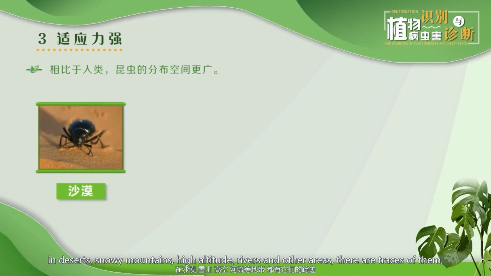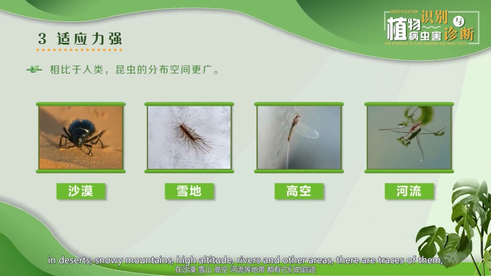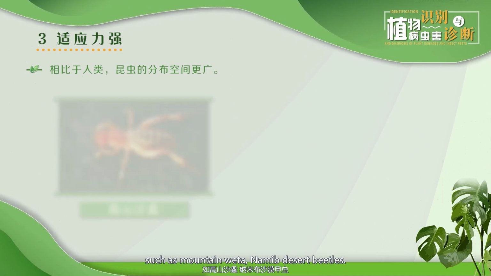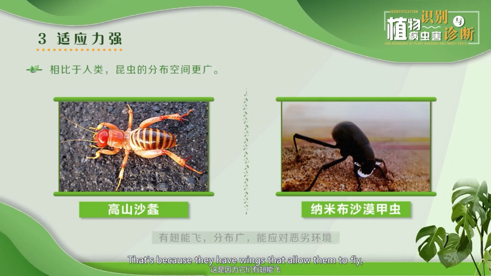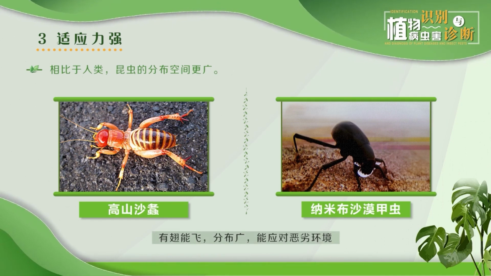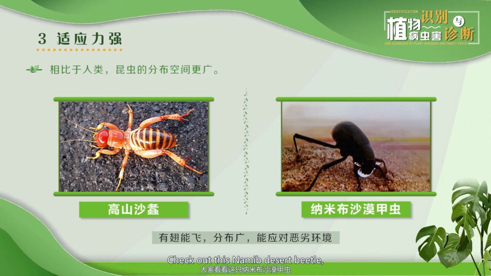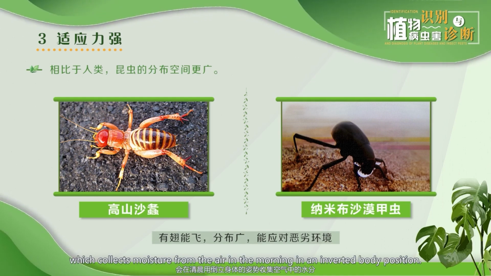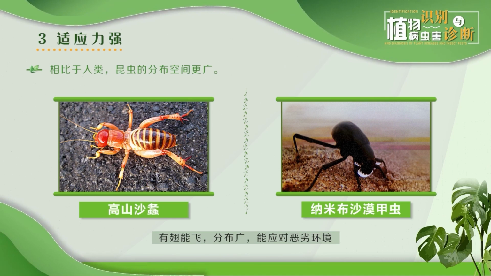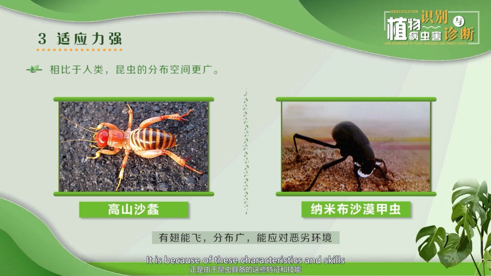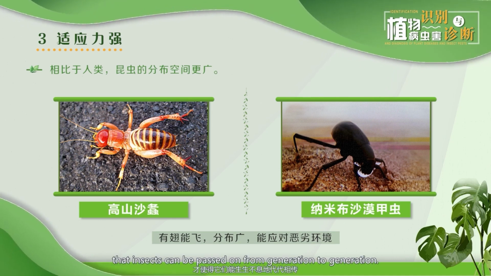In deserts, snowy mountains, high altitude, rivers, and other areas, there are traces of them, such as mountain weta and Namib desert beetles. That's because they have wings that allow them to fly, and they have the skills to deal with harsh environments. Check out this Namib desert beetle, which collects moisture from the air in the morning in an inverted body position. It is because of these characteristics and skills that insects can be passed on from generation to generation.